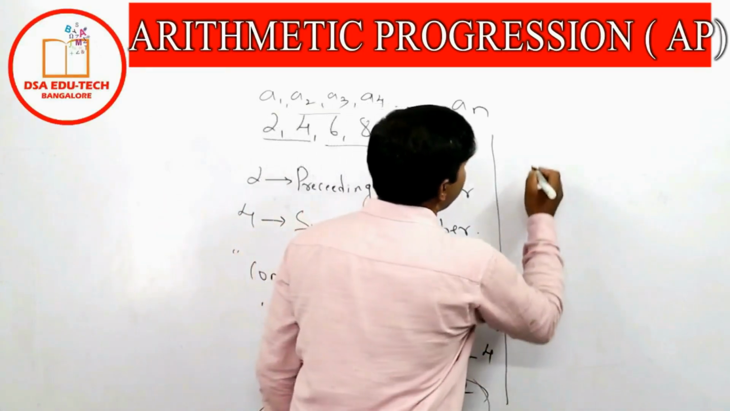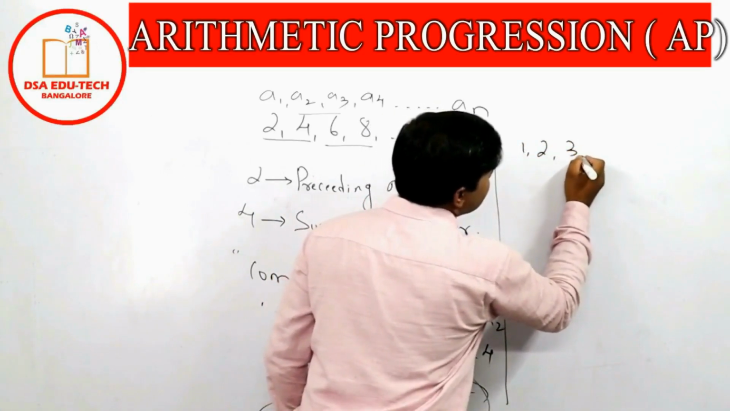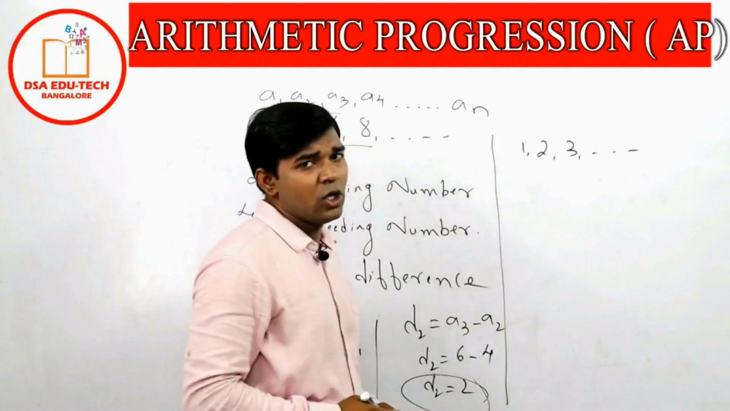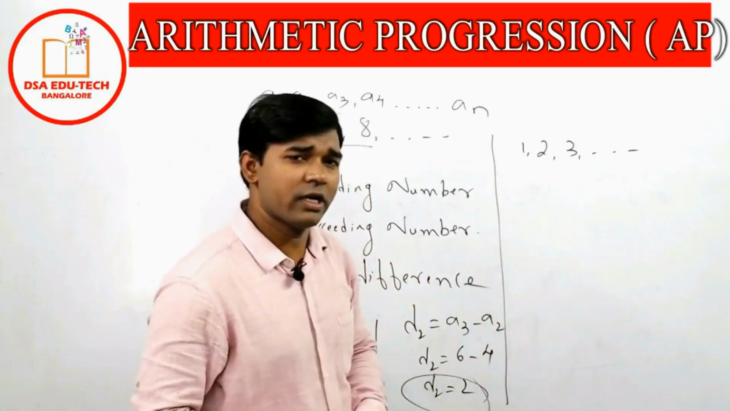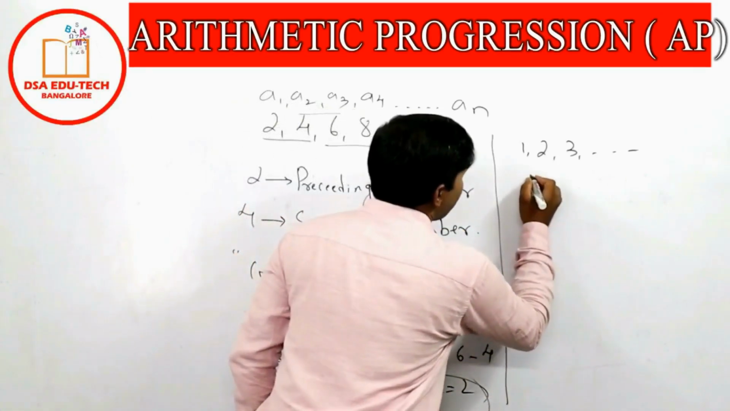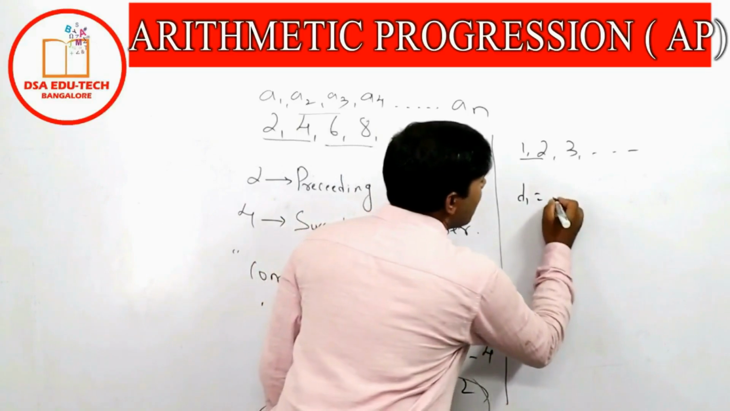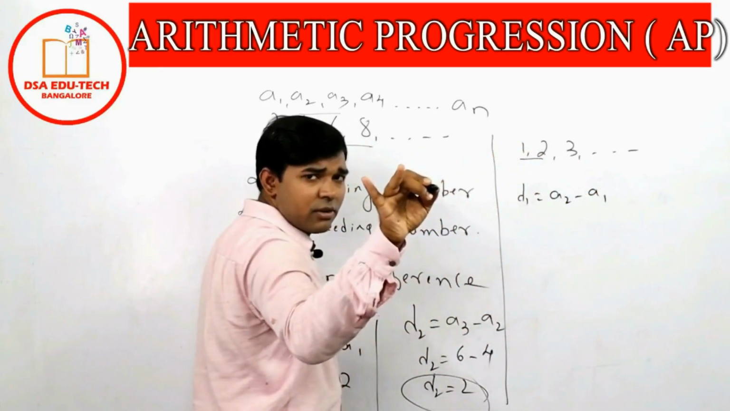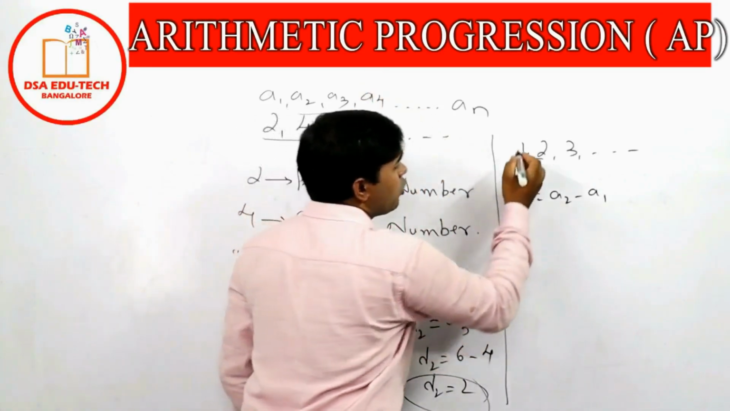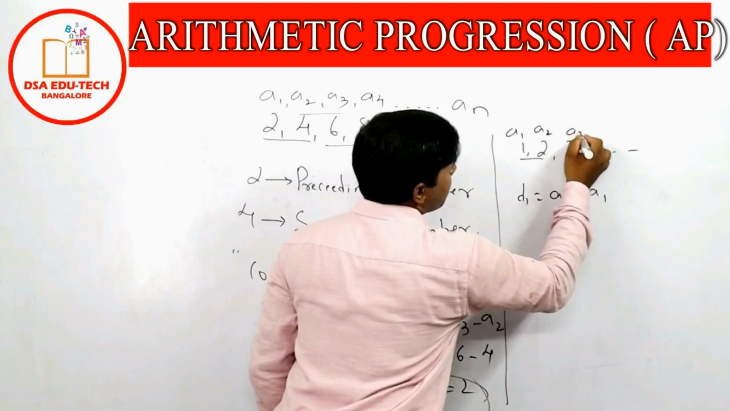So let me write the numbers 1, 2, 3 and so on. I wanted to know whether the given list of numbers is AP or not, right? So let me see what I will do. It is simple. First I will calculate D1. I will calculate D1 by A2 minus A1. We know how to write first term, second term. We just learned here. Let me do it for you, A1, A2 and A3.